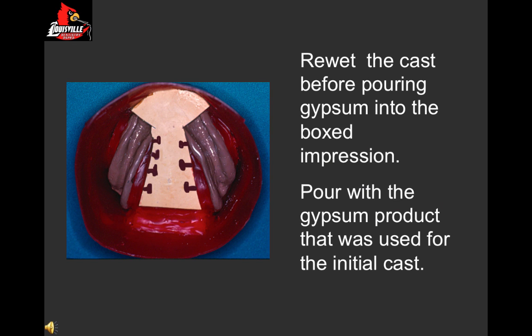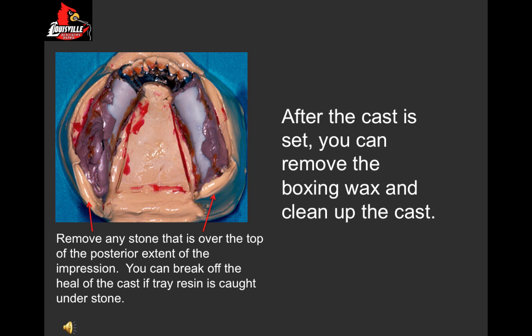Before attempting to pour the gypsum material into the boxed impression, make sure that you have soaked that cast so that the two stones will join each other properly, even though you do have those mechanical locks in your cast. Pour with the gypsum product that you used with your initial cast. After the cast is set, you can then remove the boxing wax and clean up the cast. You can also remove the framework with the trays and the impression material attached from the master cast, but you need to be very, very careful when you do this.